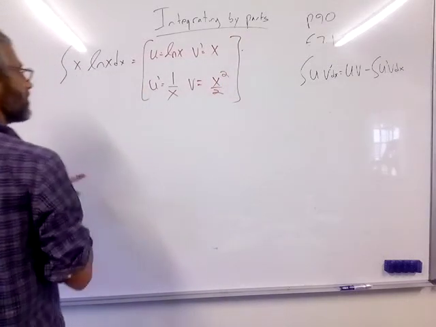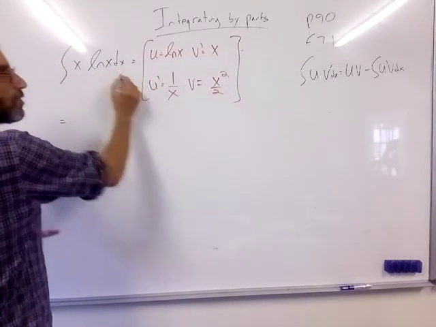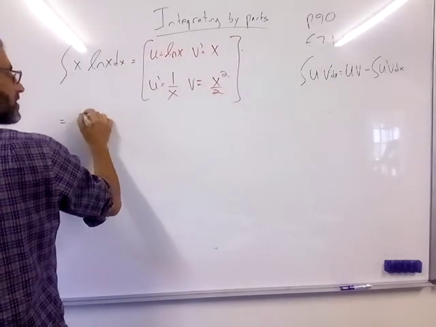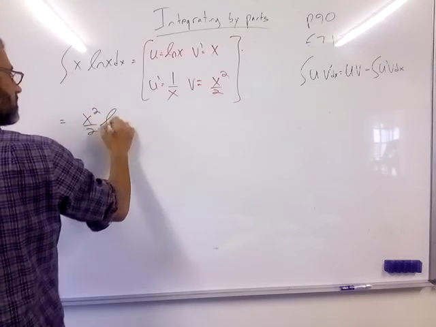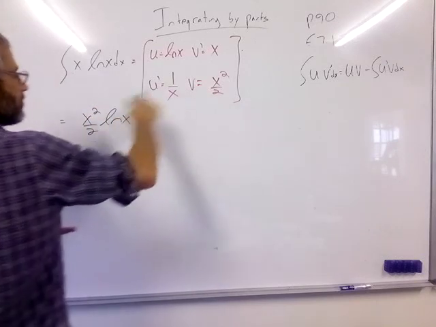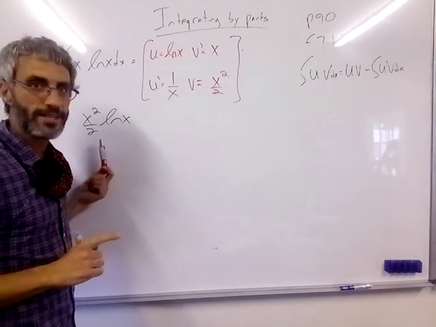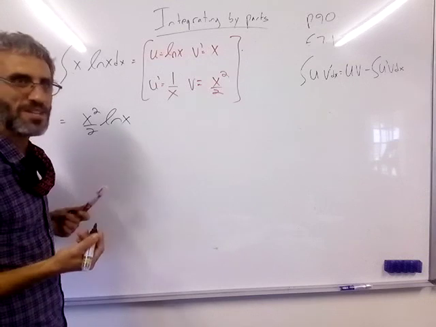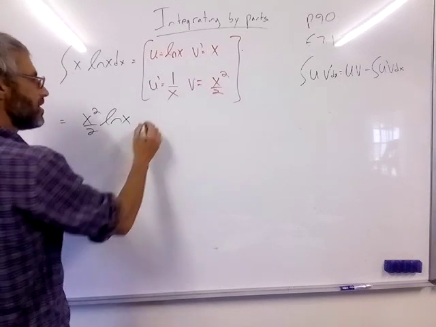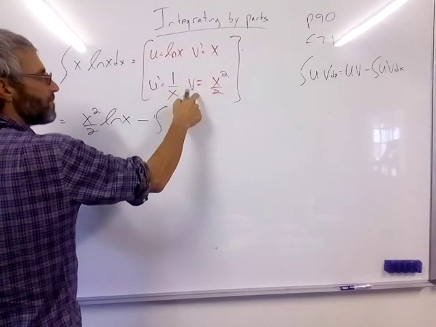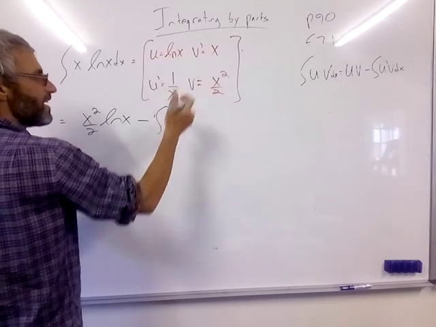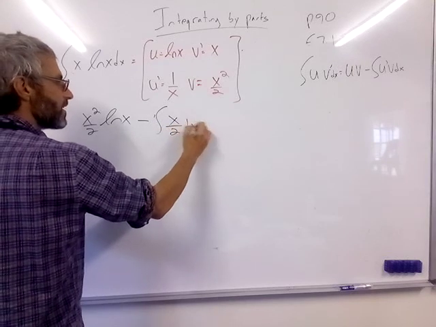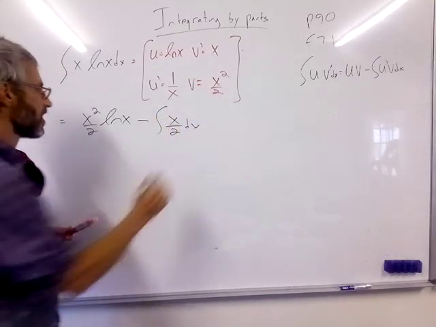So let's write the answer. This integral is equal to uv, u times v. I'll write down v first, it's easier to see. So x squared over 2 times ln x, which is a complicated function, but we don't need to do anything with this, we don't need to integrate. If I had to integrate this, it would be difficult. Minus the integral of u prime v. And you can see how that 1 over x gets cancelled nicely. So it's simply x over 2 dx, which is an easy integral to calculate.